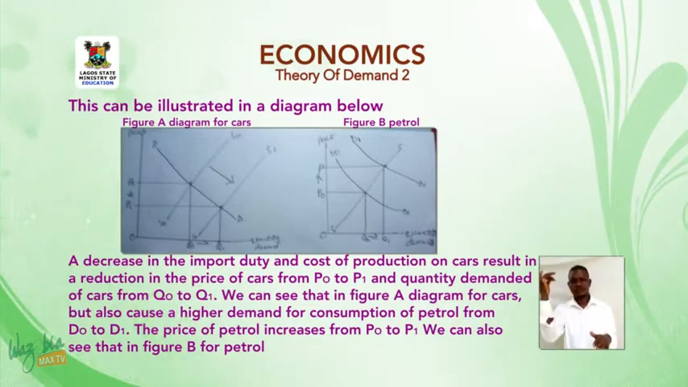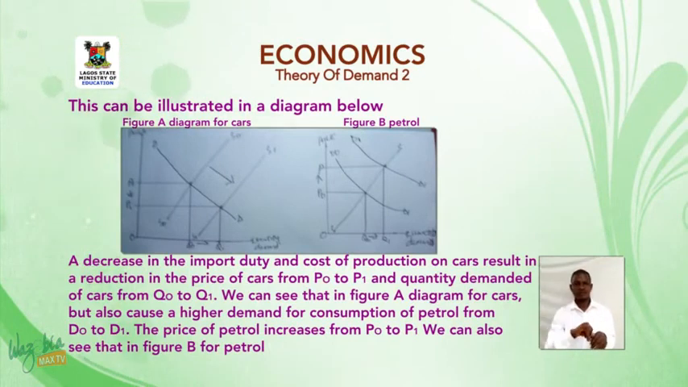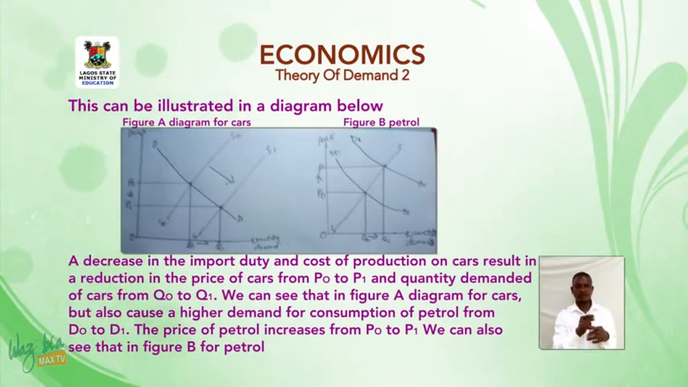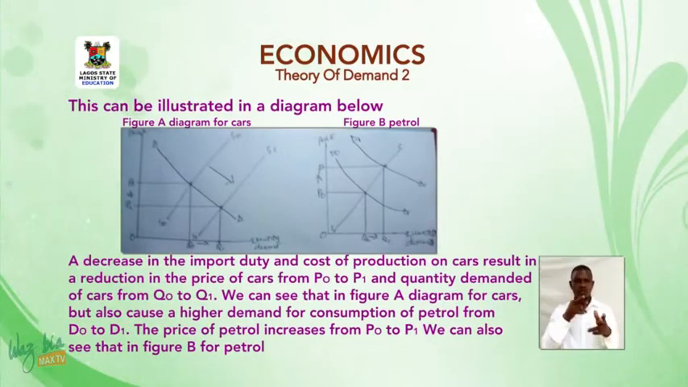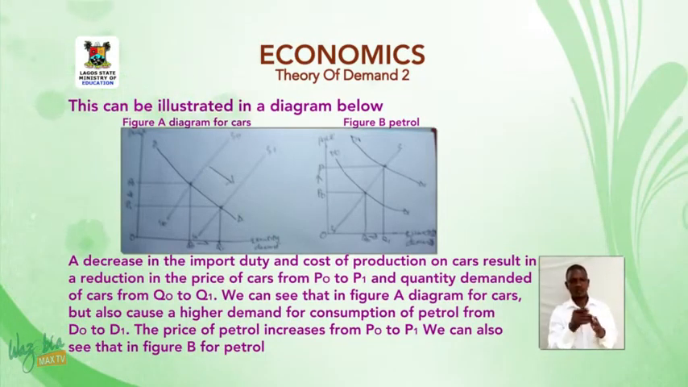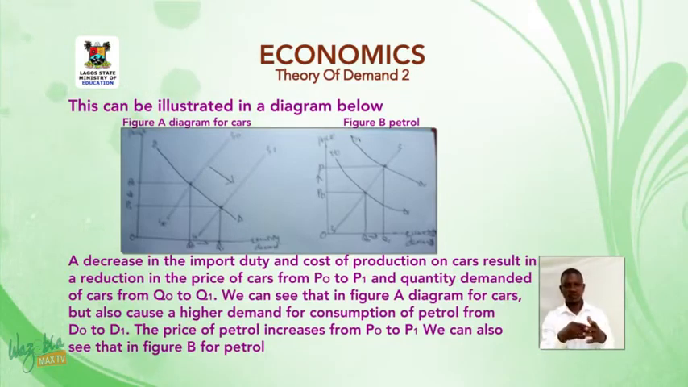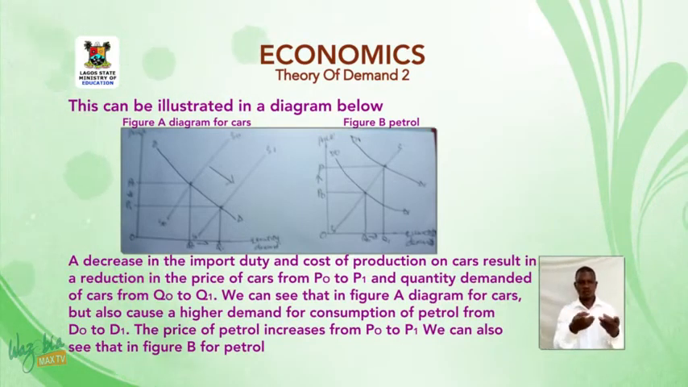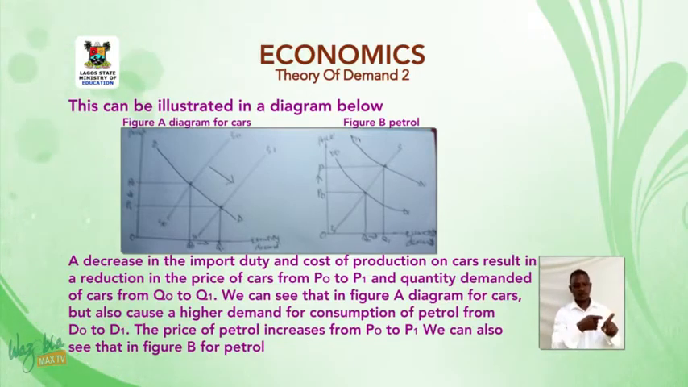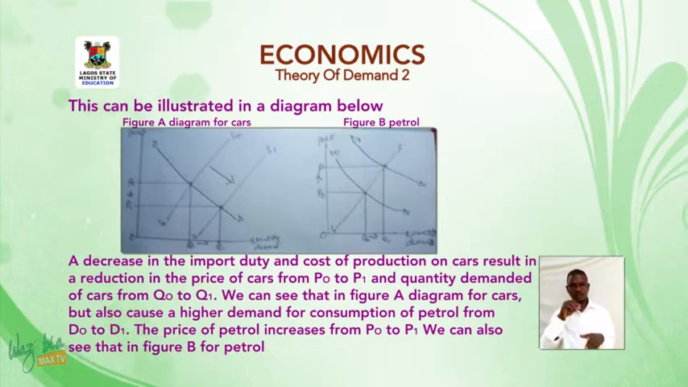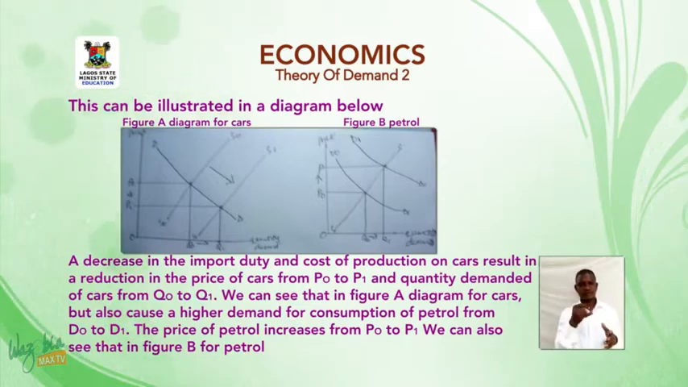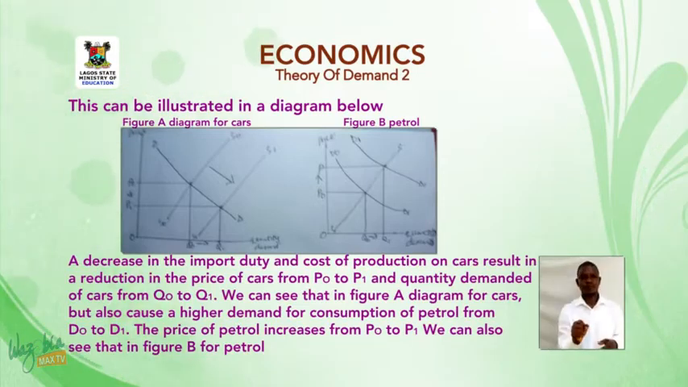Figure A diagram, cars. Figure B, petrol. A decrease in import duty and cost of production on cars results in a reduction in the price of cars from P0 to P1, and the quantity demanded of cars increases from Q0 to Q1. We can see that in figure A diagram for cars.